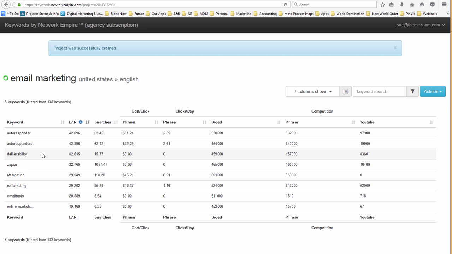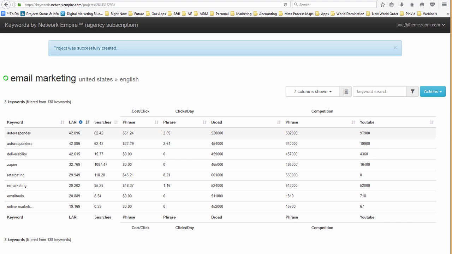Zapier, which is a piece of software that helps you move data from one application to another application, and it does a lot with email marketing. Retargeting, remarketing, email tools, and then we've got a funky keyword in there that we need to do a little bit better job of filtering out. So those are the kinds of keywords that you can expect to see.